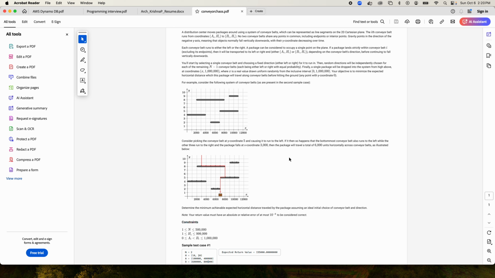In this scenario, if you are dropping packages with 1 out of a million probability at every point on this 1 million points, which conveyor belt should you fix the direction on while others rotate either left or right randomly, so that the total horizontal distance traveled by the package is minimized until it hits the ground? In this particular case, for example, the package drops here and travels the horizontal distance of belt 2, then falls onto belt 3, travels the horizontal distance of belt 3 and falls to the ground.